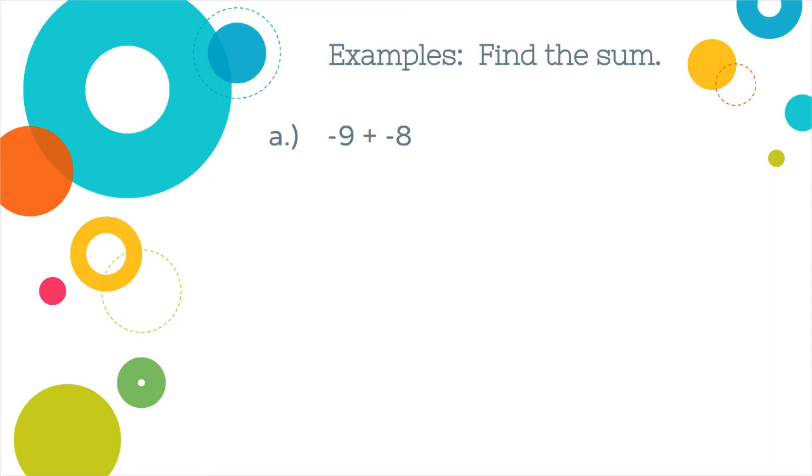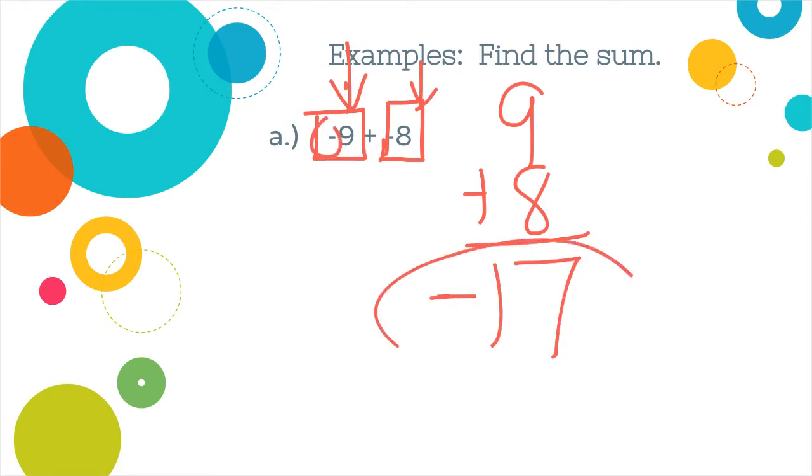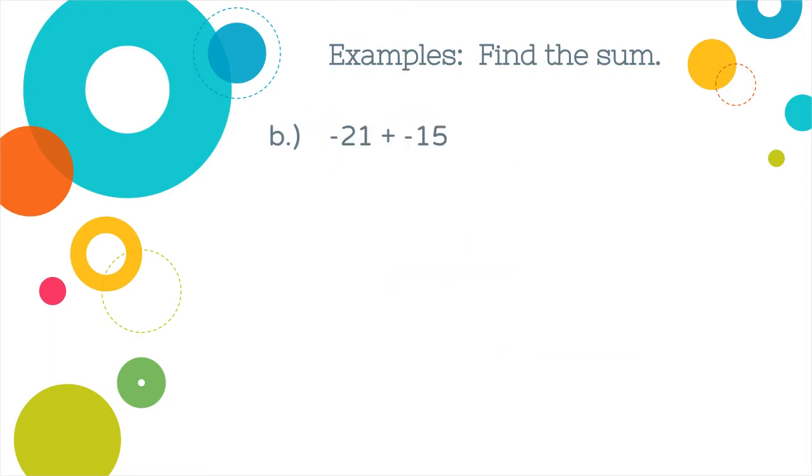Find the sum of a -9 plus a -8. First, look at what numbers you have. You have a -9 and a -8. Are they same signs or different signs? They are the same sign. So the song says same sign, add, and keep. So you're going to add the 9 and the 8, and 9 plus 8 is 17. And then you keep the sign, which was a negative in front of them, and your answer is -17.